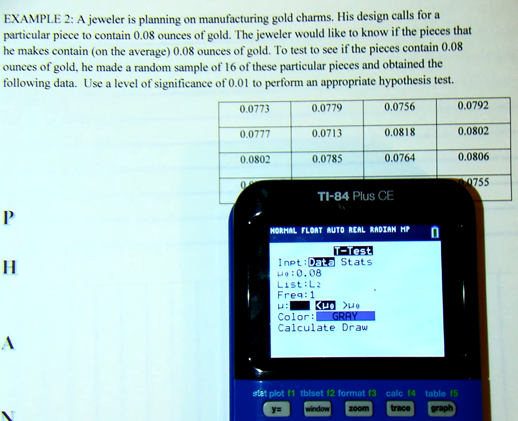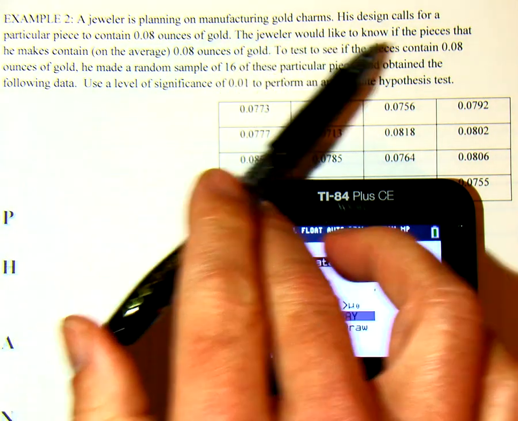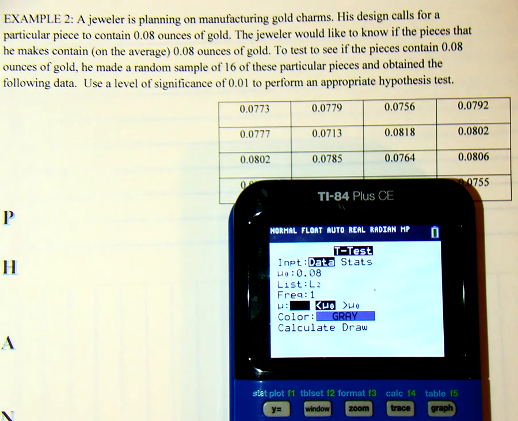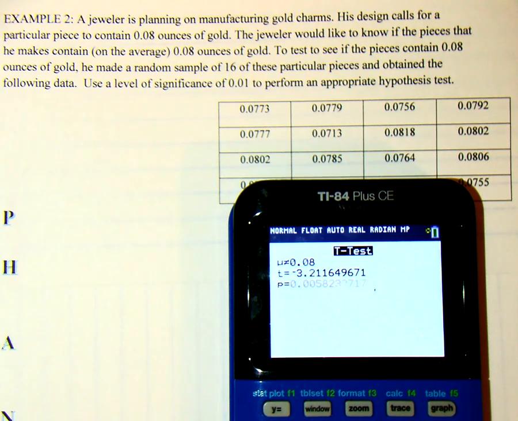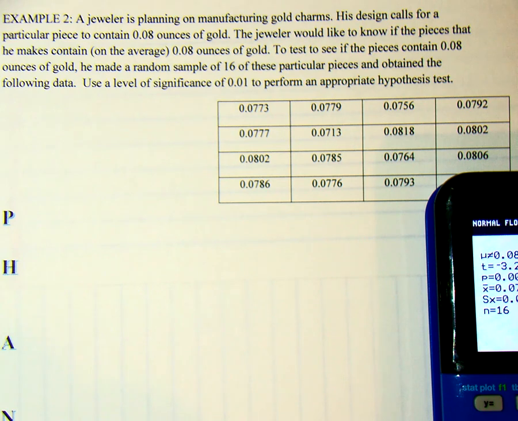Maybe you should write those hypotheses down first, or you just have to think about what we're worried about here. What does the question ask us? The jeweler would like to know if the pieces that he makes contain on average 0.08. So we're really worried about if it doesn't contain that. If it's less, then he's ripping off his customer. If it's more, he's ripping himself off. So he wants to be near or around 0.08. So this is the one where we select not equal to, so it's going to be a 2-tailed test. And we're going to calculate that. So we have everything that we need as far as the test statistic. I'm going to have to write it out, but I can write it out now. It's going to be negative 3.21.